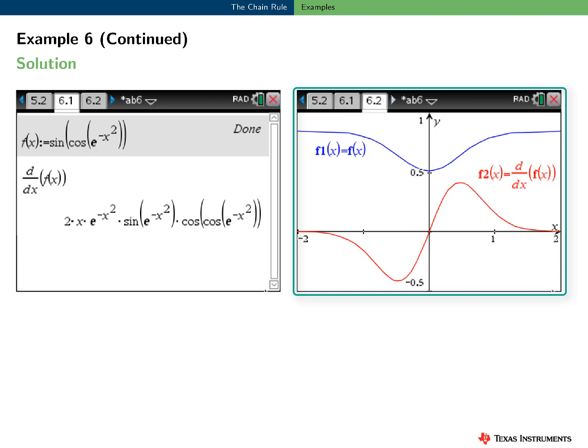So on this screen I've graphed both the original function f and its derivative f prime. You might try to explain the relationship between these two graphs, and make sure that the graph of the derivative makes sense given the graph of the original function f.